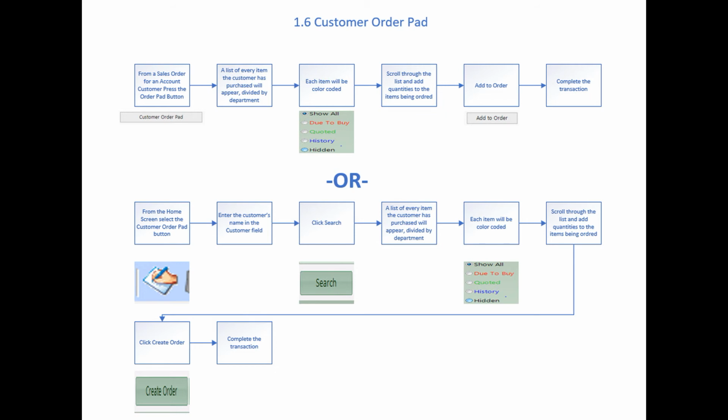This is Module 1.6, Customer Order Pad. In this section, we will show you the two ways you can access the Customer Order Pad to see what the customer might be due to buy.